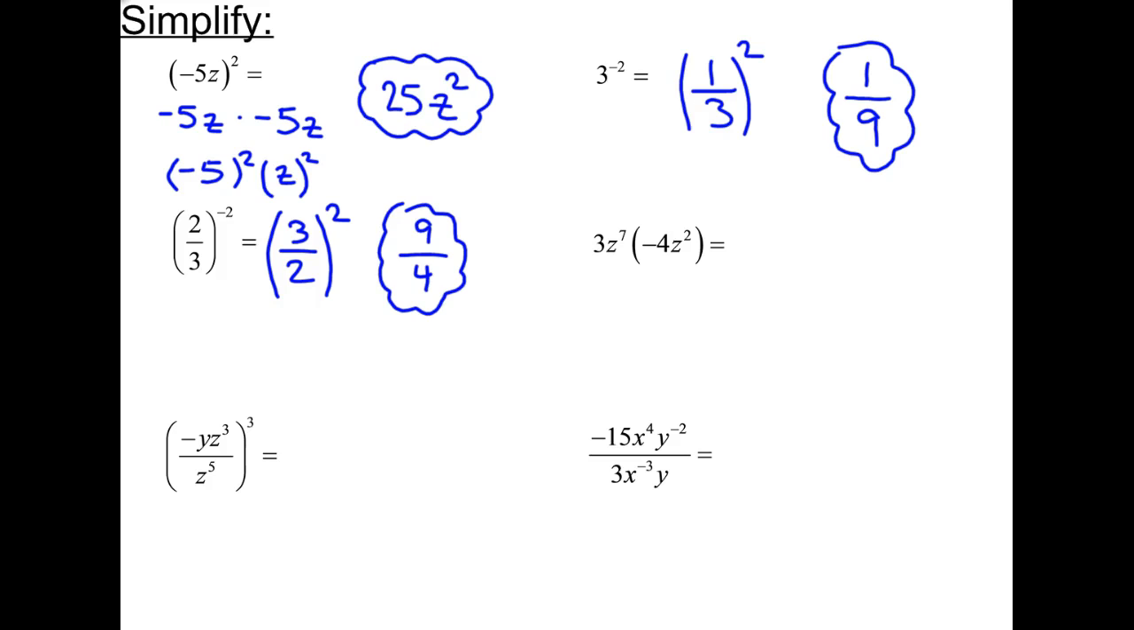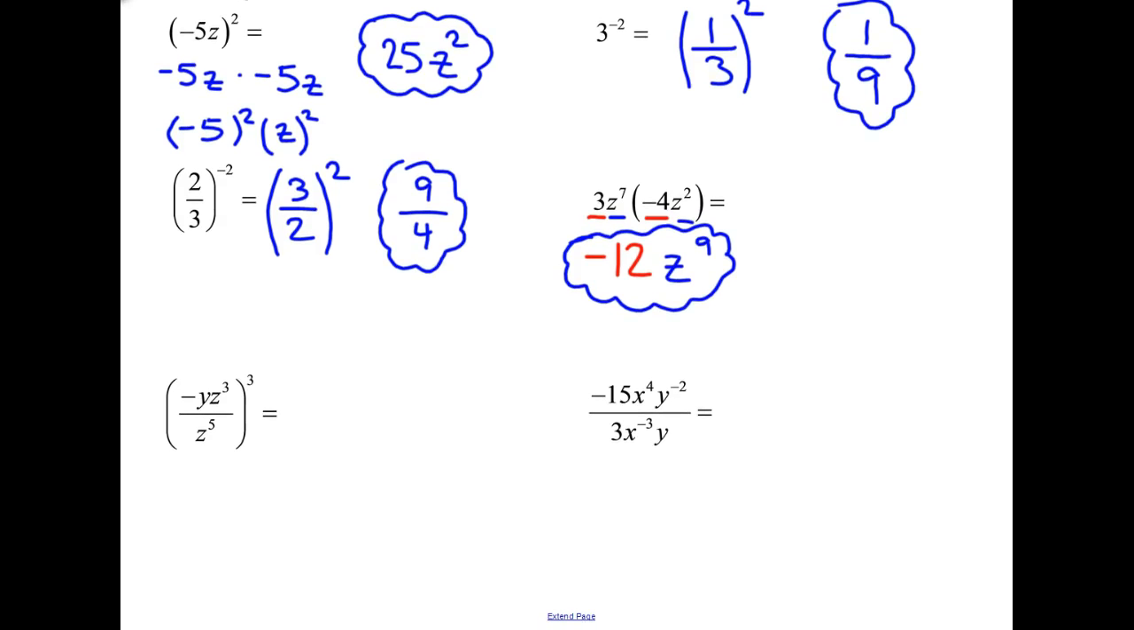So look first at the coefficients. 3z to the 7th and negative 4z squared. Multiply those coefficients together and you have negative 12. Okay, now we'll look at the variable parts. z to the 7th times z to the 2nd. What do you get when you multiply z to the 7th times z to the 2nd? Well, that's a product of powers, so we're going to add the two exponents, so that's a total of 9 z's. 7 plus 2 for 9 z's. Negative 12 z to the 9th.